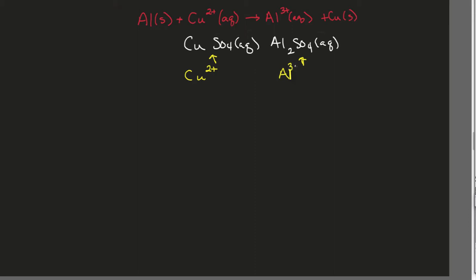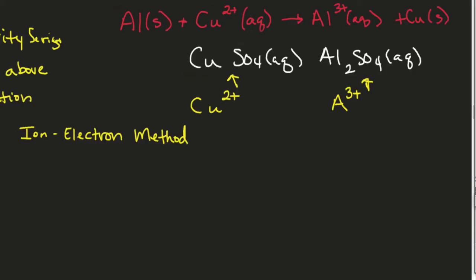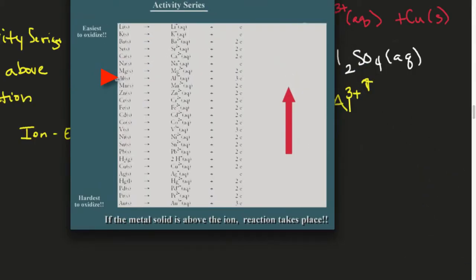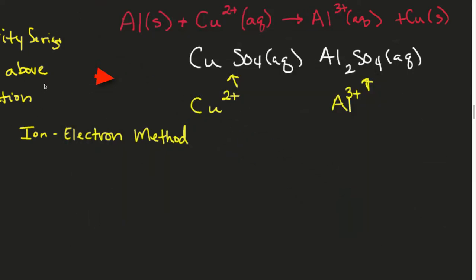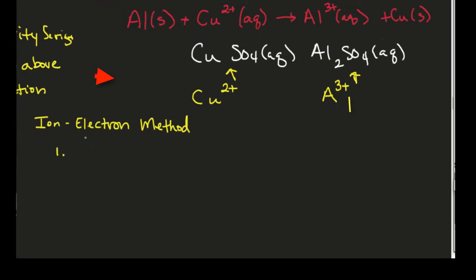So how do we first, let's say we didn't know if there was a reaction or not. How would we determine if there was indeed a reaction? What would we need to do? So in this case, we have the solid above the ion in the solution, copper, right? So it should be that way. Otherwise, if the metal is not above the ion, no reaction would take place. So what is the first step in the ion electron method? Half reactions, good.